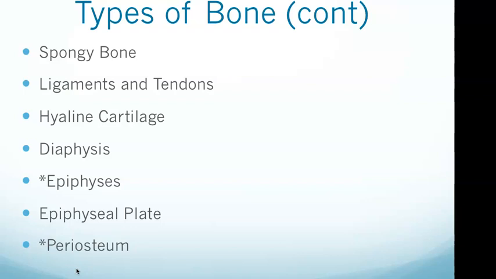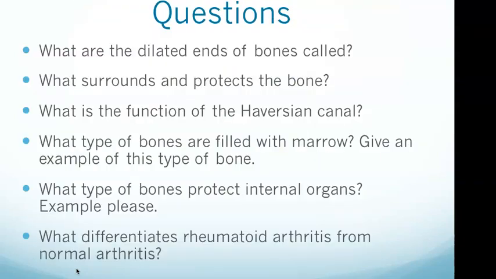At the articulating ends of bone is hyaline cartilage, which both prevents direct bone contact and cushions the joint. With long bones, they do have a cylindrical shaft called the diaphysis. That's an important term to know. Long bones also have dilated ends called the epiphysis. Okay, and I believe that was a question. Let's go back.